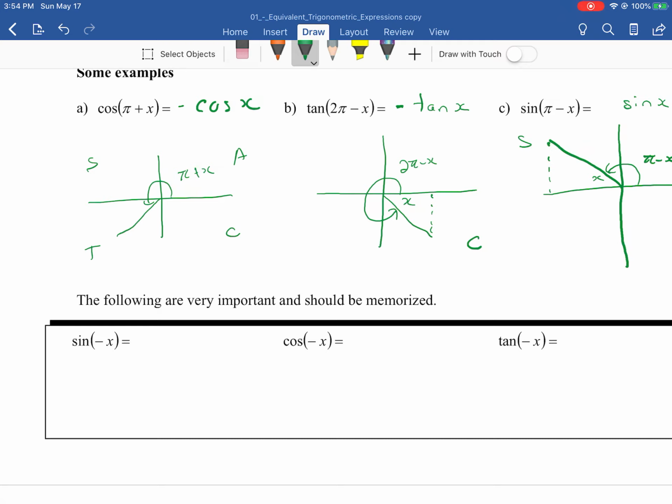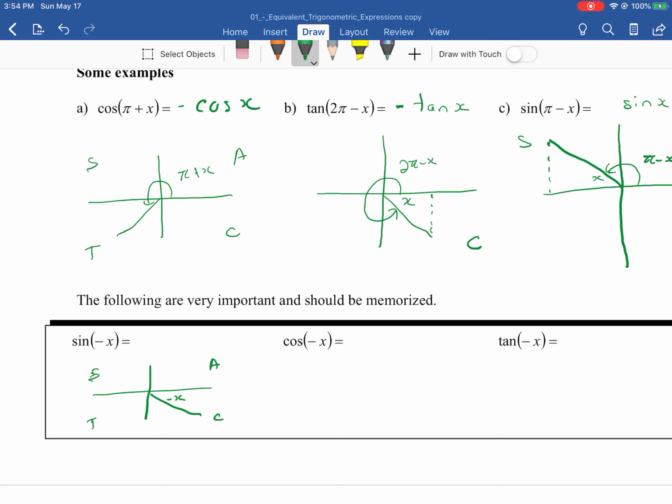These should be memorized. It would be easier if you had these memorized, these three. Some of the other stuff you can produce, you can draw the diagrams for, but these three handy ones, it's just nice to know them. One diagram here for all of these. I'm going to draw the angle negative x.